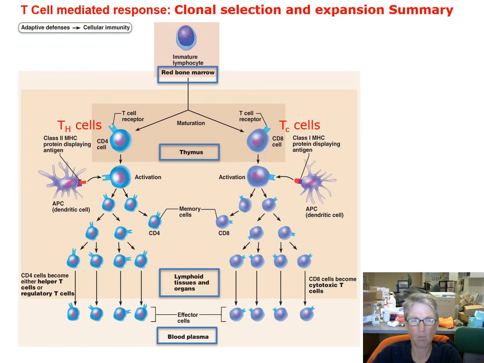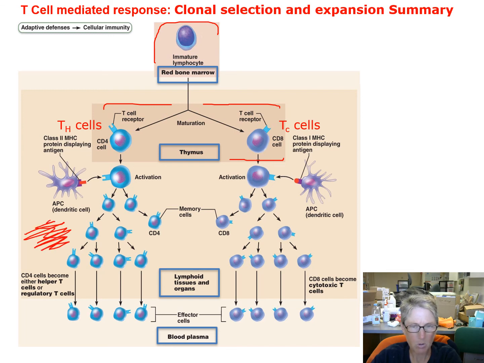cartoon showing kind of what we talked about. It's a little confusing, but this tan box is in the red bone marrow. This tan box is in the thymus. And then if you're in any of this box here, you are in a lymphoid tissue or organ. And then if you're out here in this color panel, then you're in the blood plasma. But it's basically the same thing.